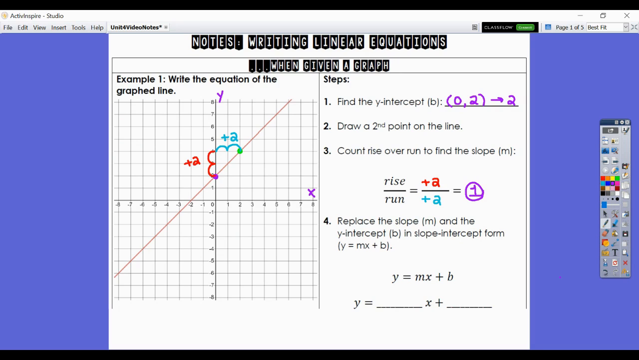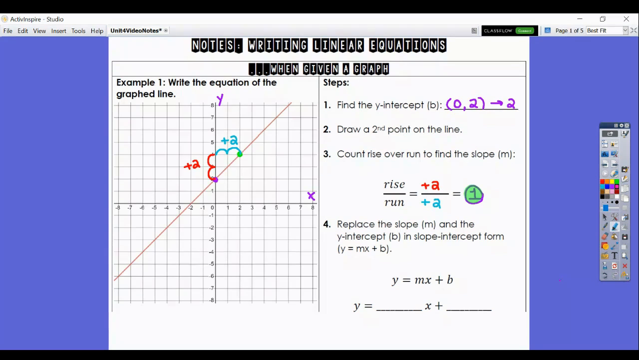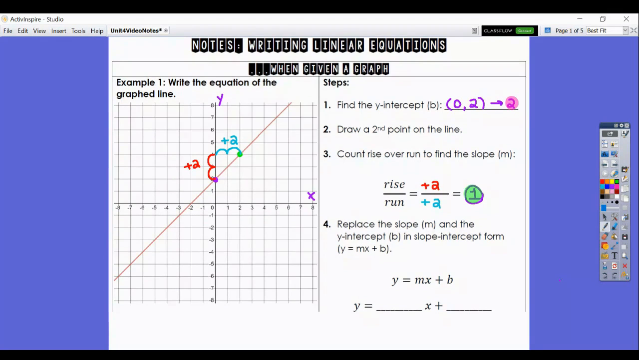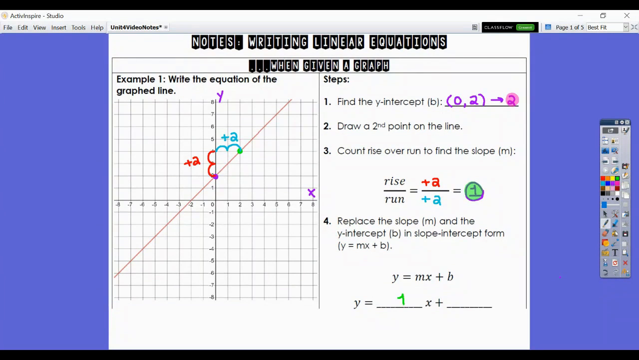We're going to replace the slope, which is our m. So again, our slope was 1. And then we're going to replace the y-intercept, which was 2, into slope-intercept form. So my final equation is y equals, instead of mx plus b, I have the slope, which is 1, and the b, the y-intercept, which is 2. I just replace them as so. You might see this also written as just y equals x plus 2 instead of y equals 1x plus 2, but both are correct. Let's go ahead and try the next one.